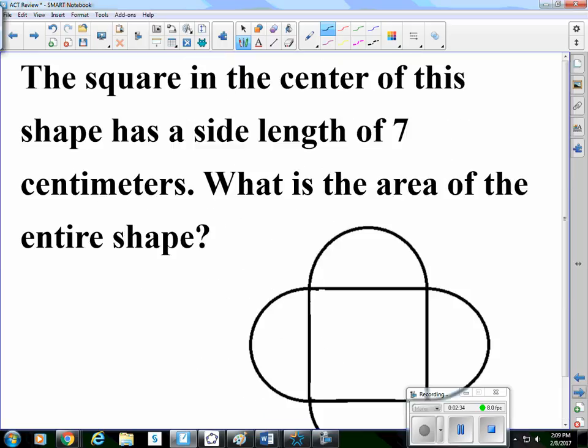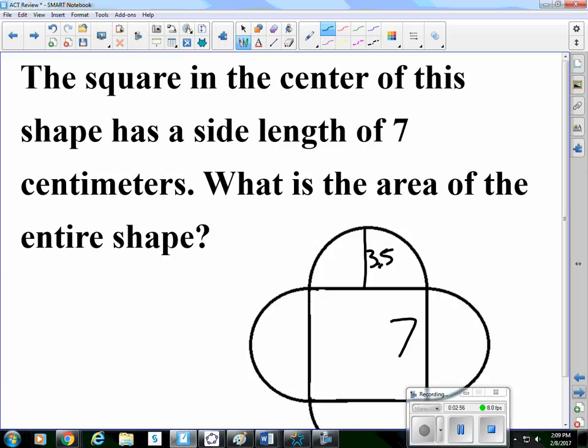And the square in the center of this shape has a side length of 7 centimeters. What is the area of the entire shape? Well, we know that the radius would be half of the diameter, which is 7, so the radius would be 3.5 of a circle.